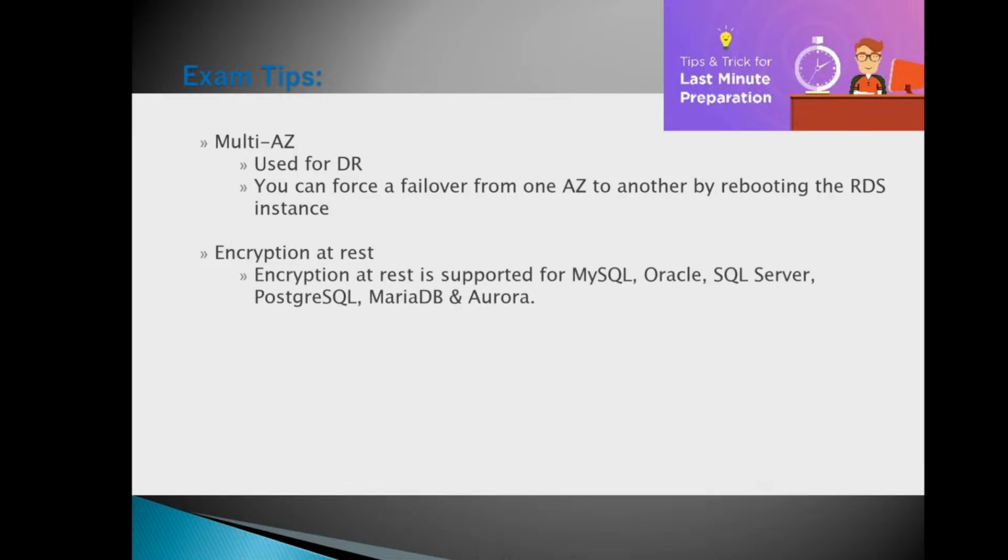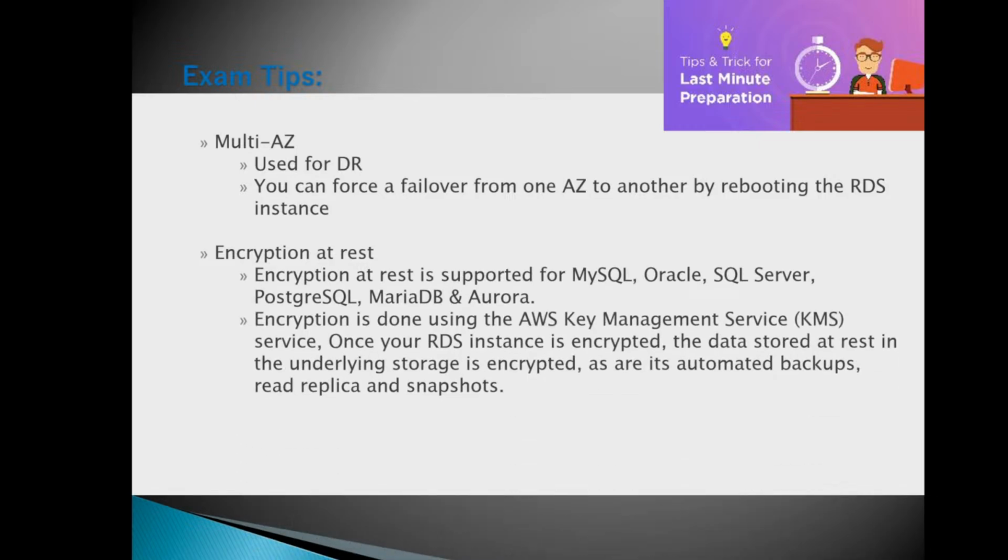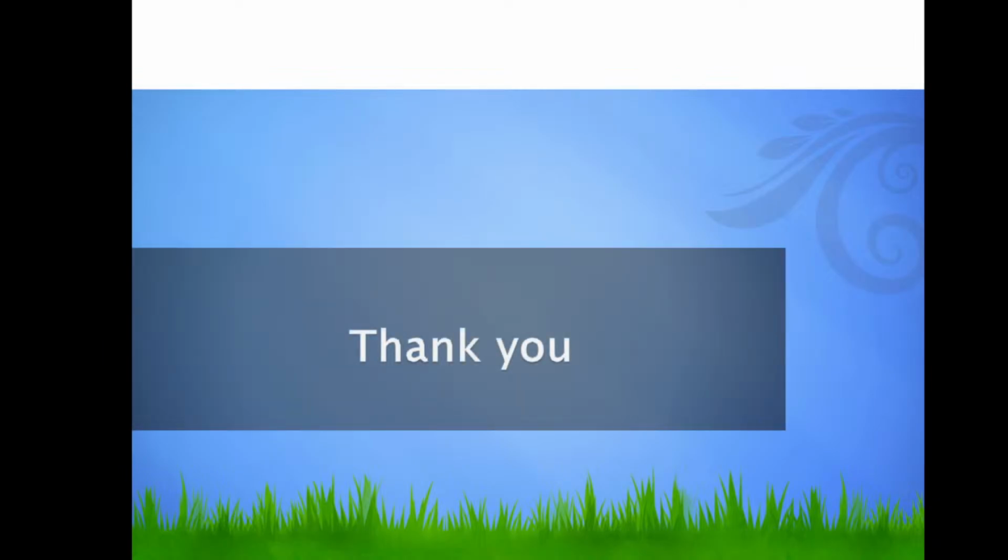Encryption: you can enable encryption for all your databases supported by Amazon. Encryption is done by the KMS service. Once you enable encryption on your RDS machine, the underlying data stored in RDS will be encrypted, as well as the backups, replicas and snapshots. This is all about your RDS database. I'm stopping here.